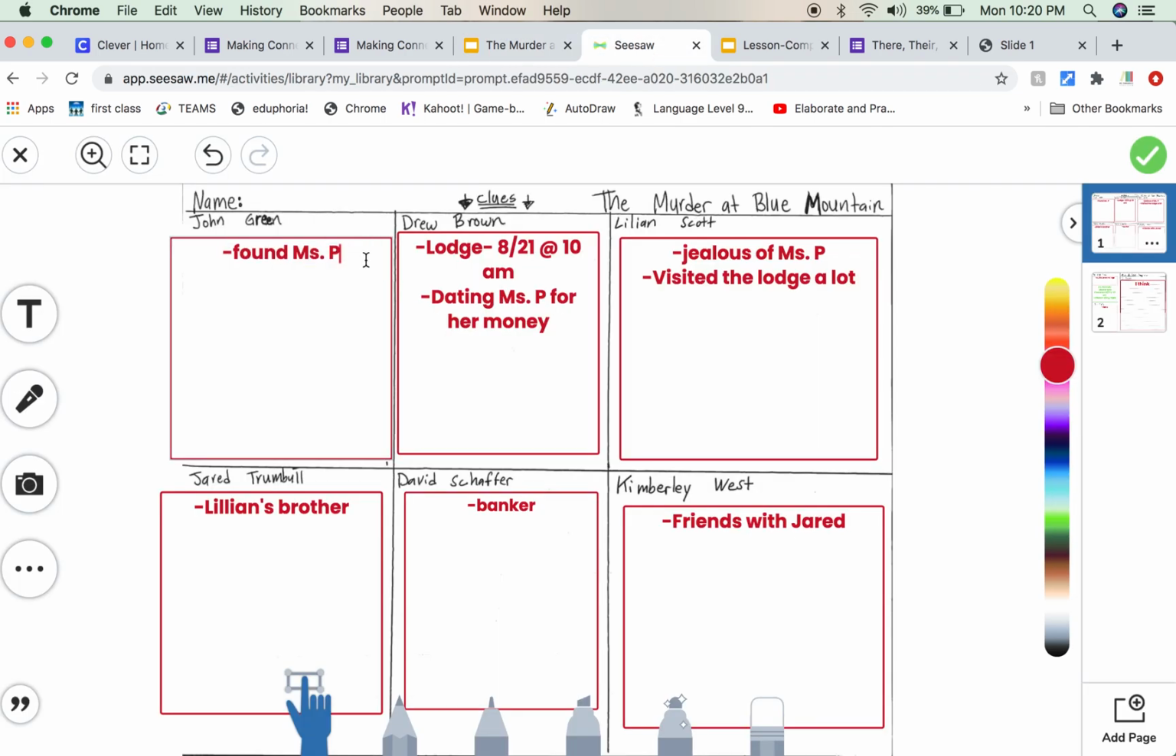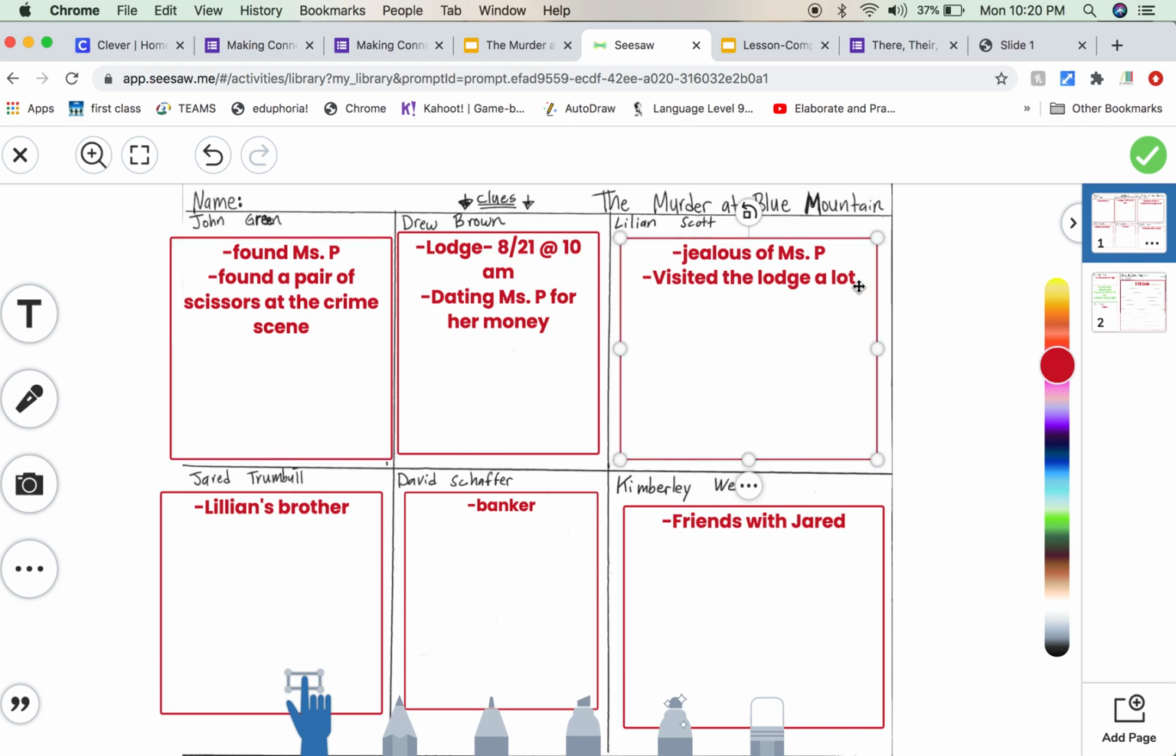So fourth graders, aka detectives, for John Green, let's type in found a pair of scissors at the crime scene. So what I do, you do, fourth graders, type this in. Pause and type it in.